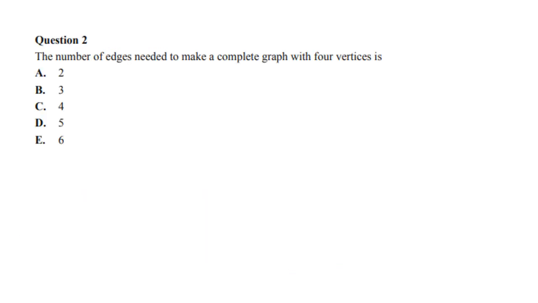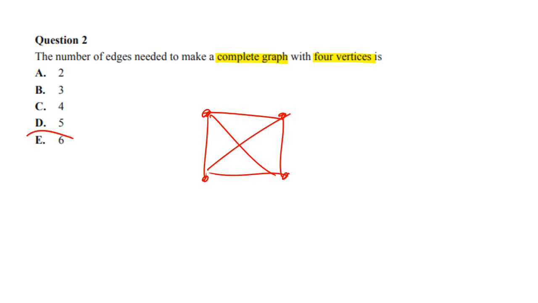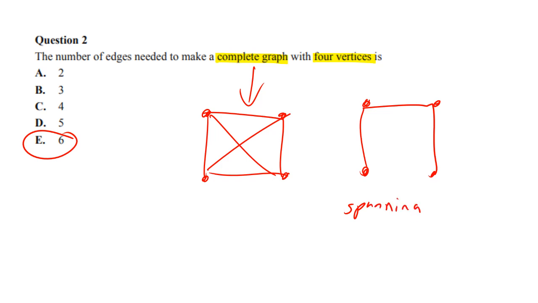Very important to note here that we're talking about a complete graph with 4 vertices. So what's a complete graph? That's when every vertex is connected to every other vertex. So 1, 2, 3, 4, 5, 6. The answer is 6. Be careful, it's not the case of 1, 2, 3, which is a spanning tree. So complete graph, this is a spanning tree. Make sure you know the difference, and then you don't accidentally choose B.